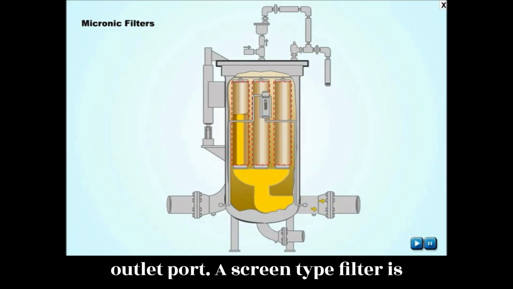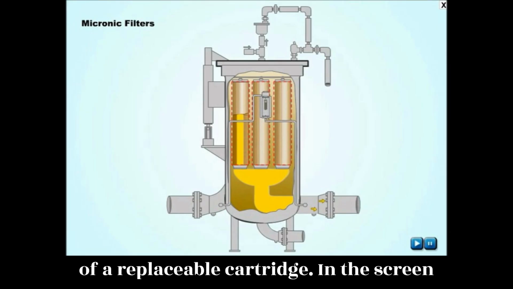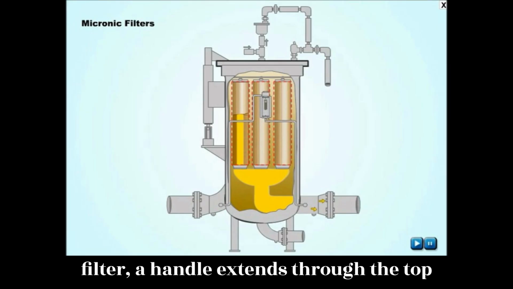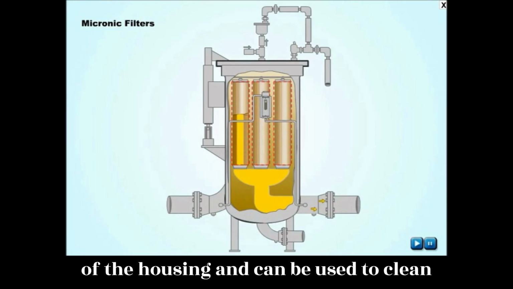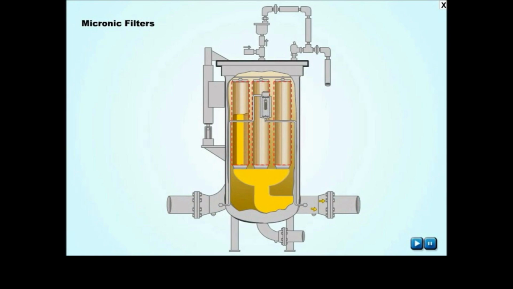A screen-type filter is similar to the micronic filter but contains a permanent wire screen instead of a replaceable cartridge. In the screen filter, a handle extends through the top of the housing and can be used to clean the screen by rotating it against metal scrapers.